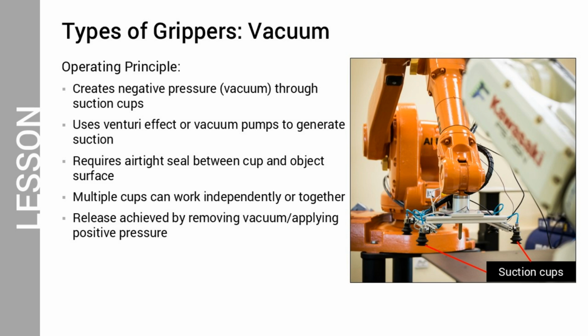When it's time to release the object, the gripper either removes the vacuum or applies positive pressure, breaking the seal and allowing for controlled release of the item. The image illustrates a simple example of a suction cup and a vacuum gripper before application. As indicated by the arrows, 4 suction cups are positioned to lift the steel plate. Vacuum grippers are extensively used to handle large, flat components like EV battery covers, glass panels, and body parts during assembly and inspection.